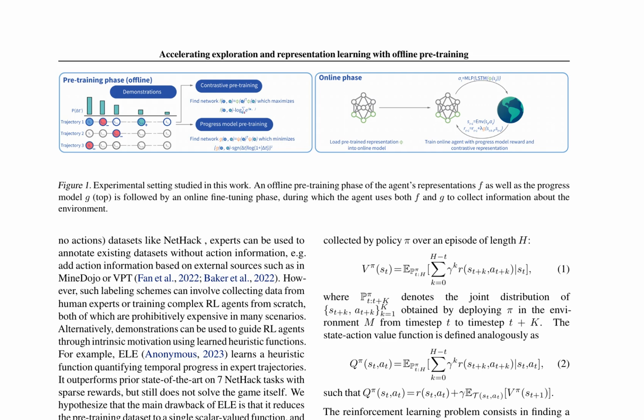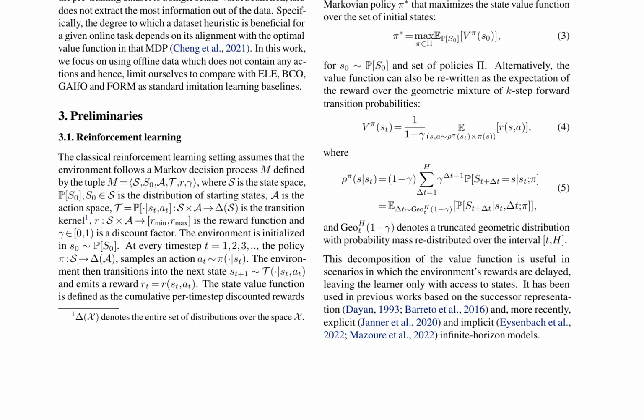In the reinforcement learning setting, a Markov decision process, MDP, is defined by a tuple M equals S, S0, A, T, R, gamma. The state value function V pi, S, is the cumulative per time step discounted rewards collected by policy pi over an episode of length h.